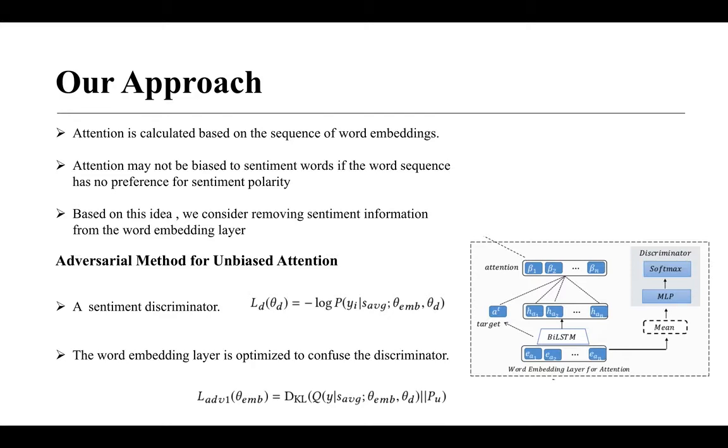After the adversarial training process converges, the discriminator will fail to distinguish the sentiment polarity of the word embedding layer, which means that words with different sentiment polarities lie in a similar region in the embedding space, and sentiment information has been discarded. The process is shown in the figure on the right.